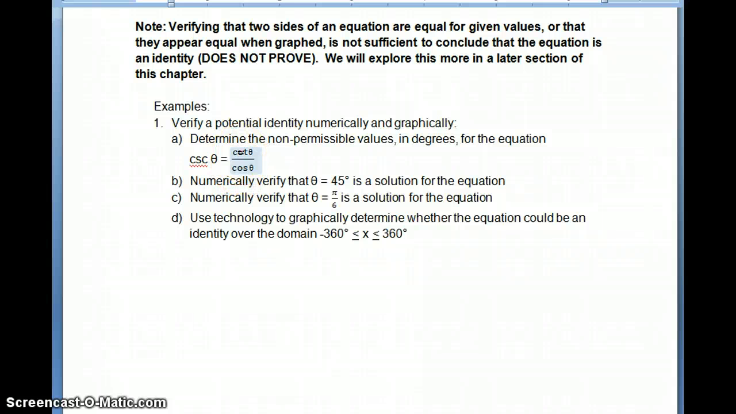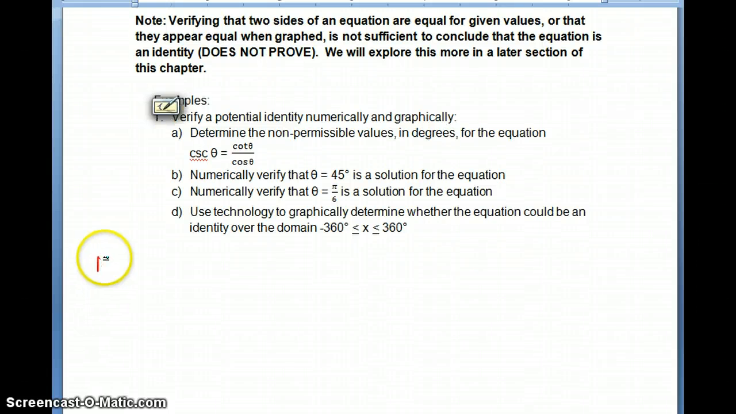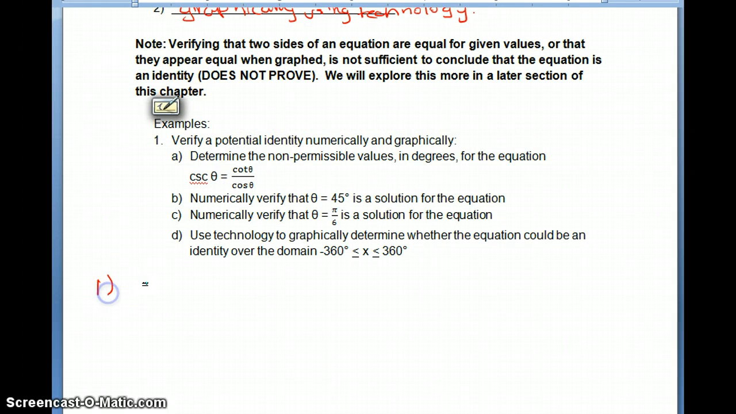Cotangent of theta is what we call a quotient identity, and that one can be written as a fraction, so there we need to look for when cotangent of theta is undefined. And then we also do need to look at cosecant theta, which is another reciprocal identity. So we need to look at all 3 of those to determine all of the non-permissible values for the equation. So first off, let's look at our first one here.